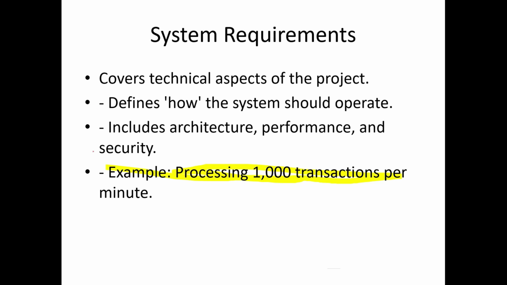So now let's focus on system requirements. System requirements define the technical details of how the system should work, addressing system architecture, performance benchmarks, security, and more. These answer what needs to happen under the hood to support the business and user requirements. For instance, if the system needs to handle high transaction volumes, the system requirement might specify processing up to 1,000 transactions per minute.